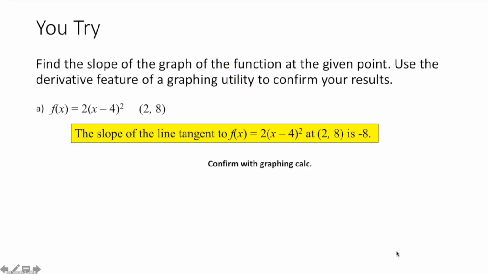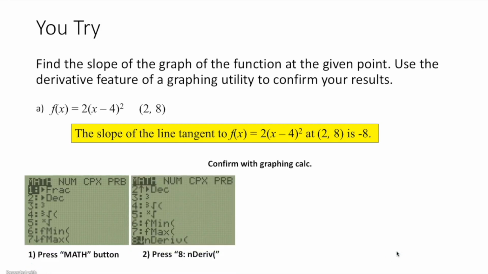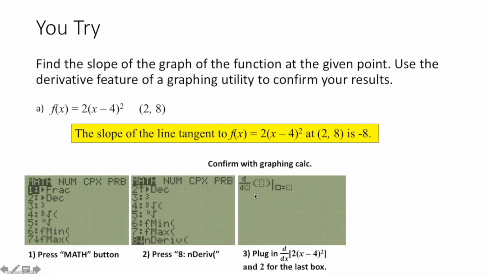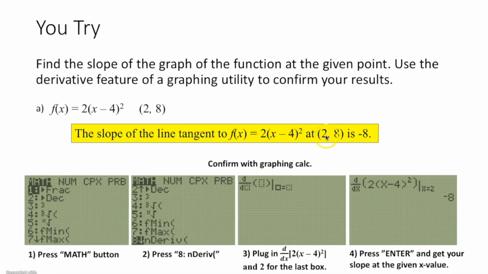Check our answer with the graphing calculator. Press the math button, go to 8, press enter. Now I have to enter my function, which is 2 times the quantity x minus 4 squared. I put that here, and I'm taking the derivative with respect to x, so I put an x here, and then I put the number that I'm plugging in for x here, which is 2. Do that, you get negative 8, your answer checks out, and you're done.